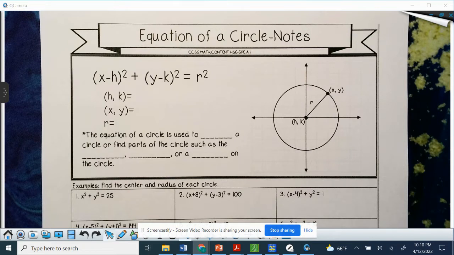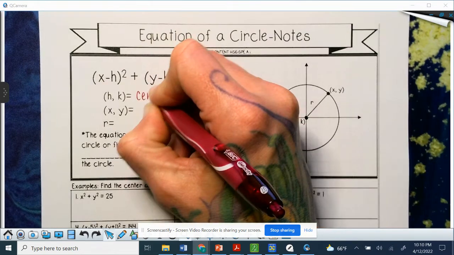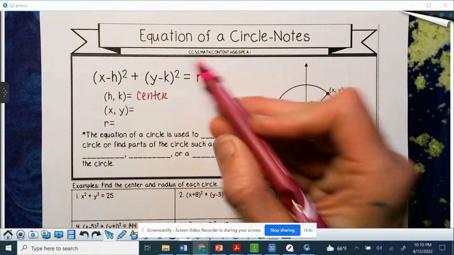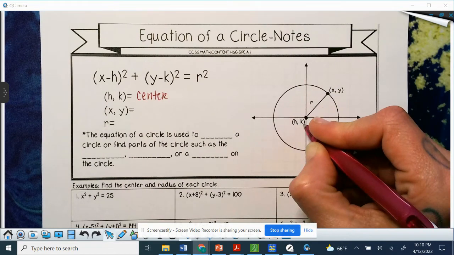As we talked about, having questions in the pocket and knowing whether you'll be prepared to get one right. If you get this skill, you will have at least 2 in the pocket because there's usually at least 2 circle questions. So H and K is always going to be the center of your circle. H is always your X value. K is always your Y value.